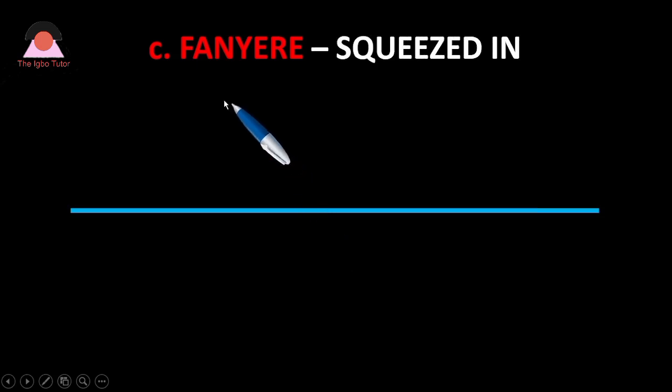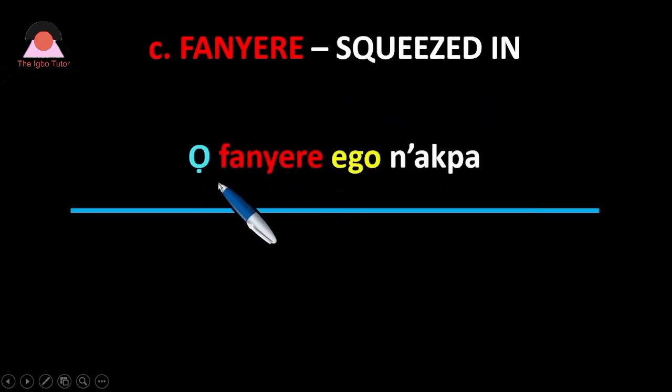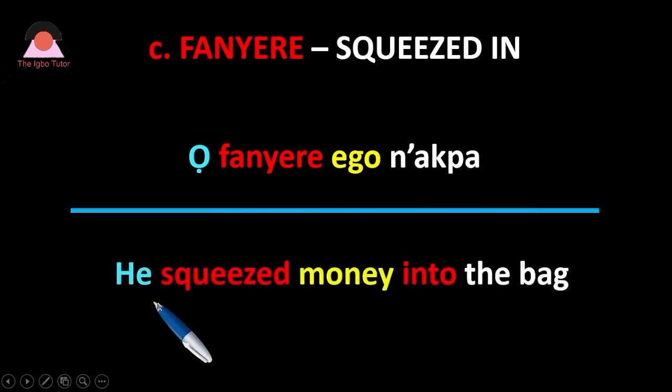Let's move on now. C is fanyere, squeeze in, past tense. A sentence now. O fanyere ego n'akpa. O fanyere ego n'akpa. What does this mean? He squeezed money into the bag. So, he squeezed money into the bag. O fanyere ego n'akpa. If you are new to our channel, remember that O is used for both he or she. Both are the same in Igbo. There's no difference in gender here.